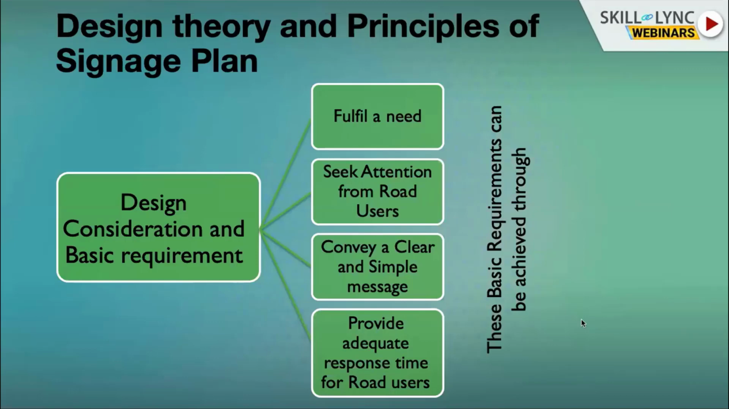And the message that the signs convey should be simple and clear. It should have less text and more symbols and figures, and these symbols and figures used on the traffic signs should be universally understood. It should not be of a regional context. For example, a restaurant is universally identified by a pair of forks.